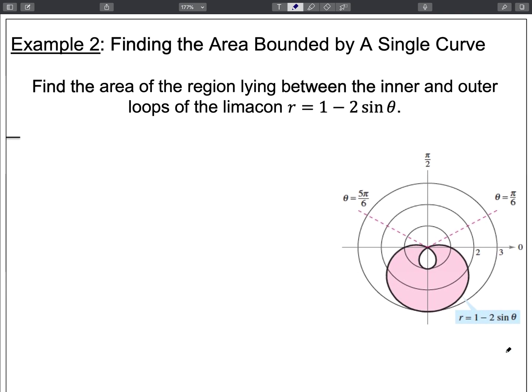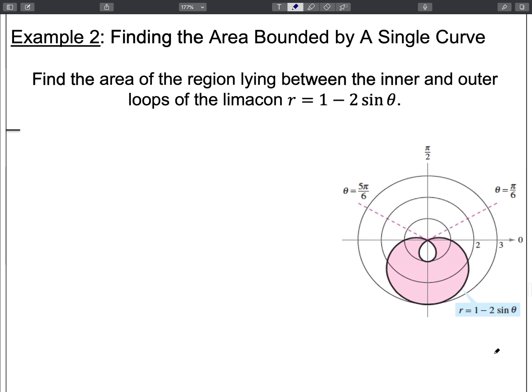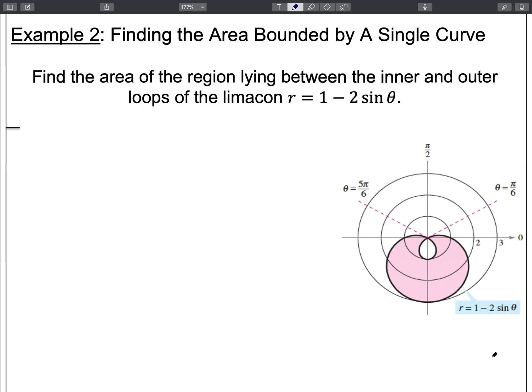So here it says, find the area bounded by a single curve. Find the area of the region lying between the inner and outer loops of the limacon, r equals 1 minus 2 sine of theta. And I should say this because it's come up in conversation in previous years: do I have to know that the equation r equals 1 minus 2 sine is a limacon? No, it's something that, if you needed to, you could graph on the graphing calculator. Nobody would expect you to know just by looking at it that that's a limacon.